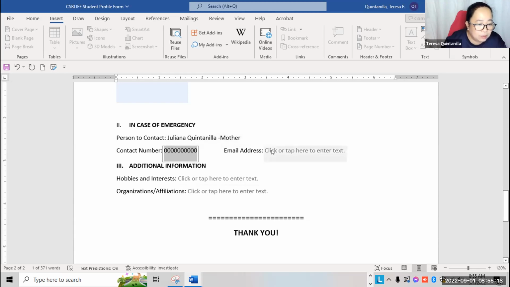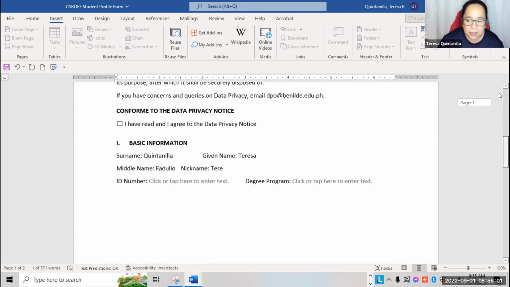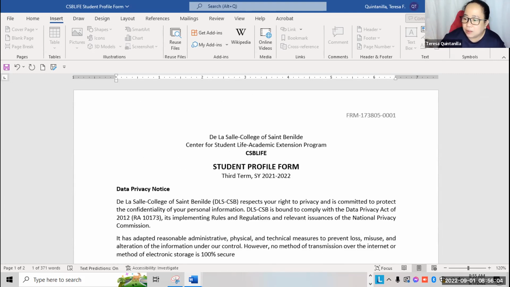Also, the email address: if your parents or your auntie or guardian have an email address, you can put it here. Also this one, additional information. What are your hobbies and interests? Organizations and affiliations. You can put it here. If none, you can put none. Hobbies and interests, that's watching a movie or playing basketball, playing badminton, or painting, it's up to you. But you have to complete this. This is only 2 pages. Then next, about the discovery wheel.